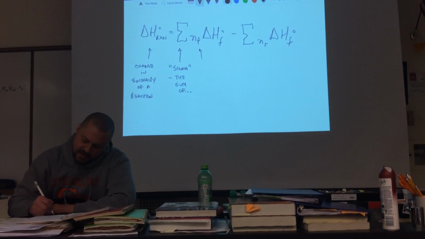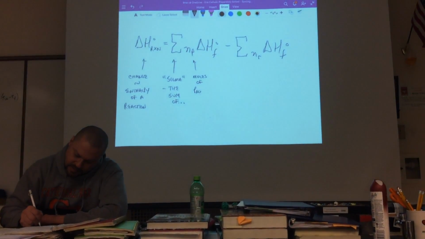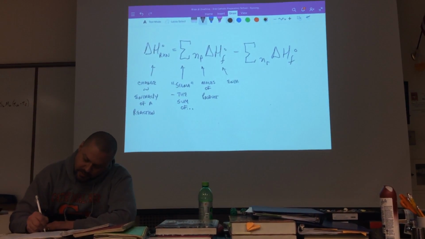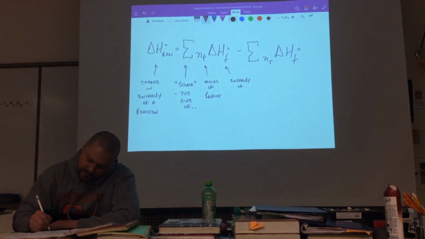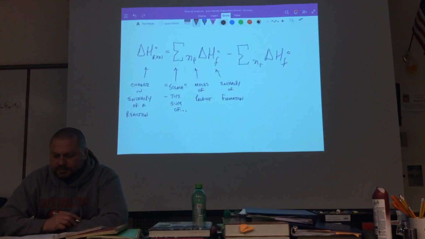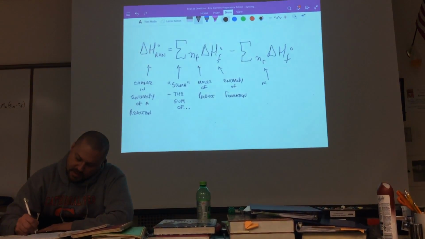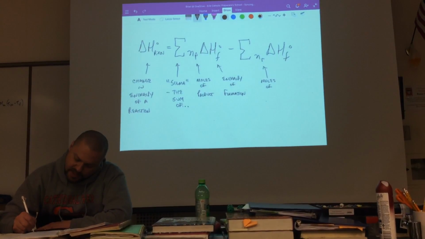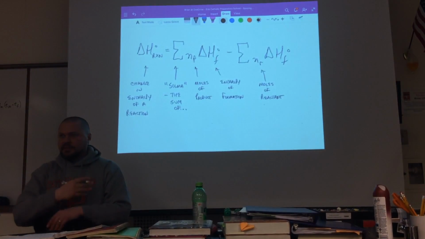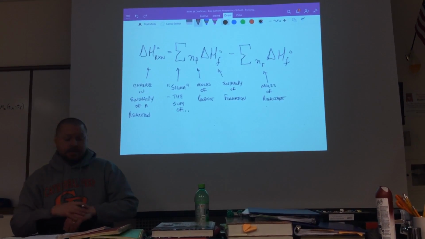And this is going to be moles of product. And this is going to be enthalpy of formation. And we got a sigma, and this is going to be moles of reactant. I'm not going to relabel sigma or delta HF because I already labeled that earlier in the problem.